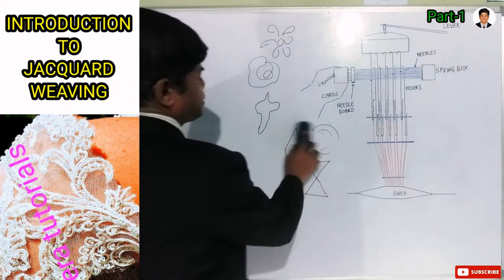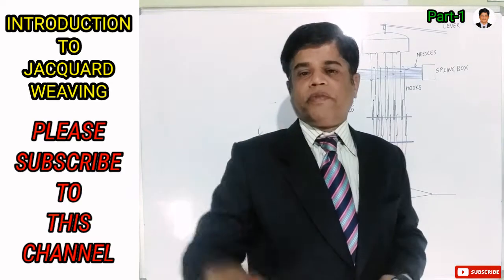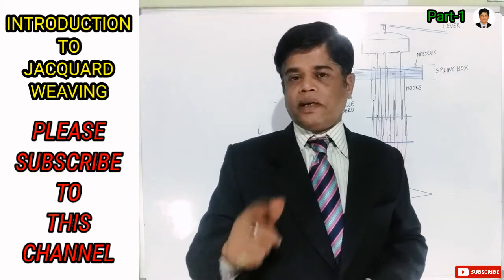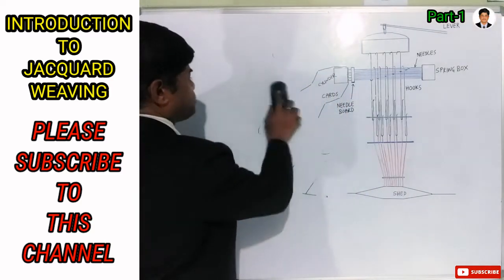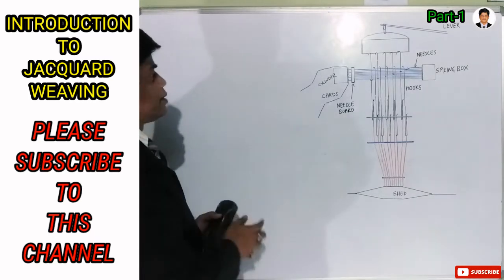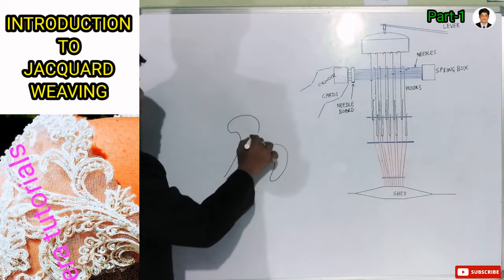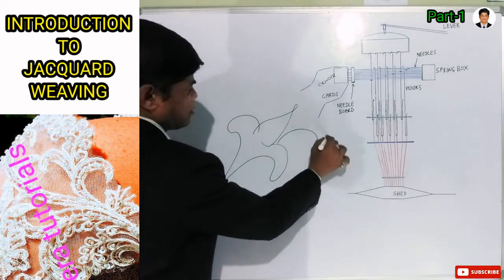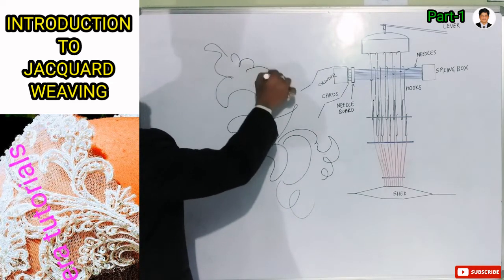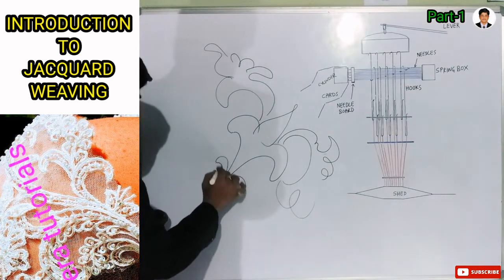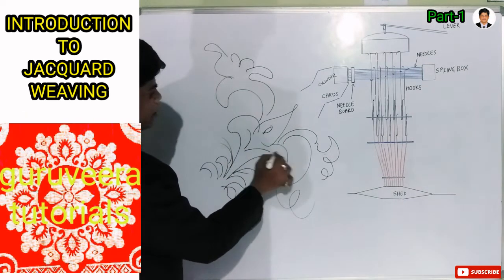What type of designs can be produced? On the side, I will show photographs of Jacquard fabrics also in this video clip. So, complicated designs. See, I'm drawing one design, some simple drawing, carvings. This is called carvings. Just for your reference I am writing here. This is all carving of designs.